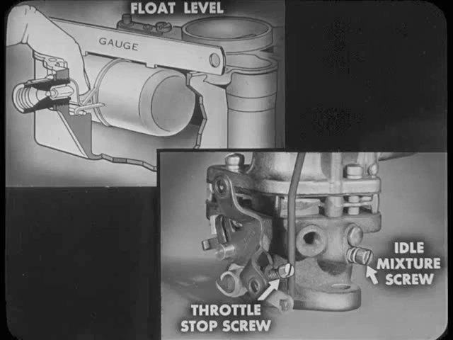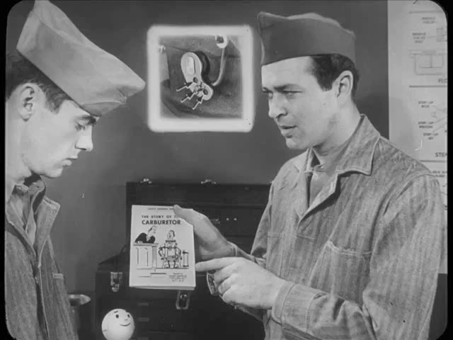All right. Now, what adjustments are there? Well, besides those we've mentioned on the float, idle mixture screw, and the throttle stop screw, there are three accelerator pump stroke adjustments. All adjustments, plus a lot of good troubleshooting tips, are explained in this service reference book.